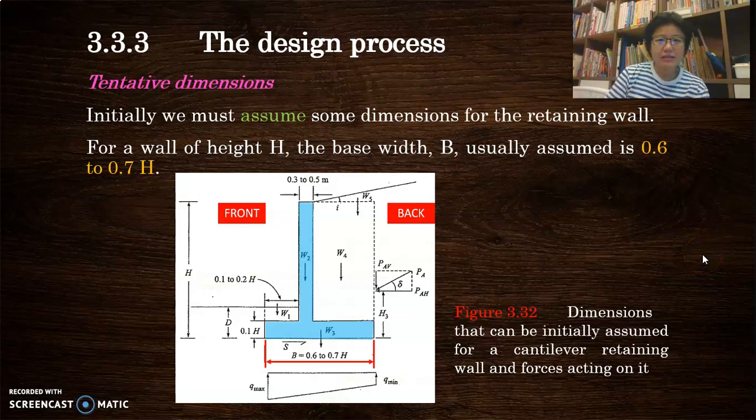Hello again. Okay, let's wrap this up. This is what we said earlier on about coming up with a tentative dimension. Tentative means awalan, awal tu. So it's just an estimation.